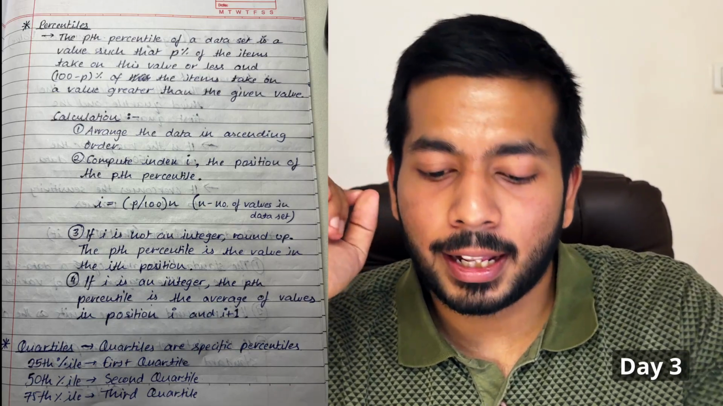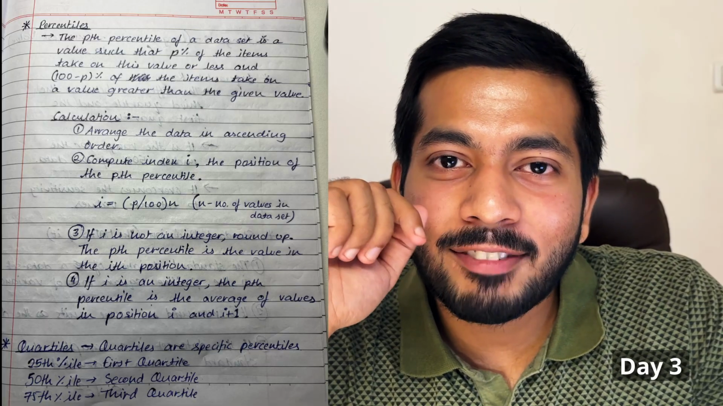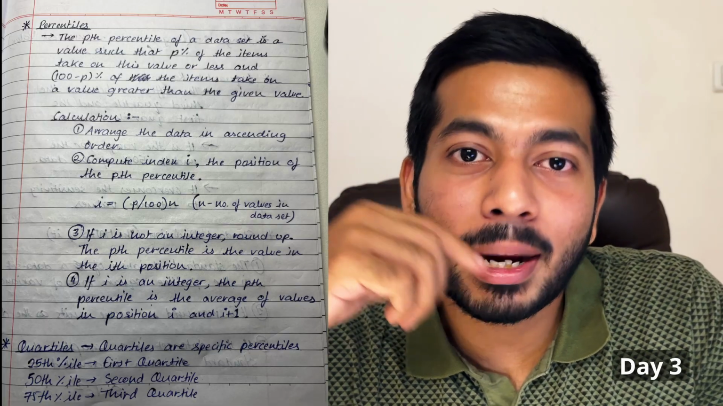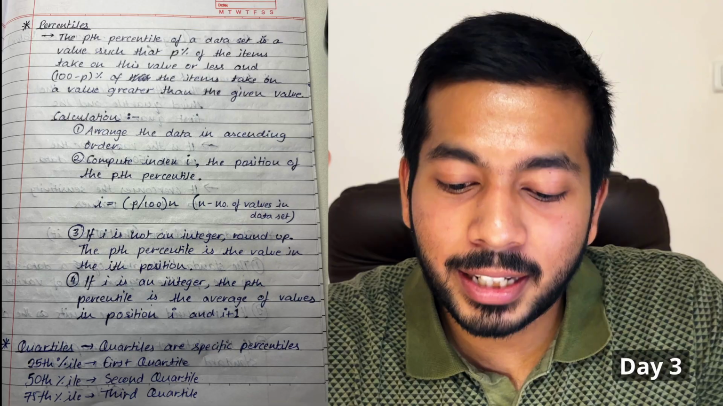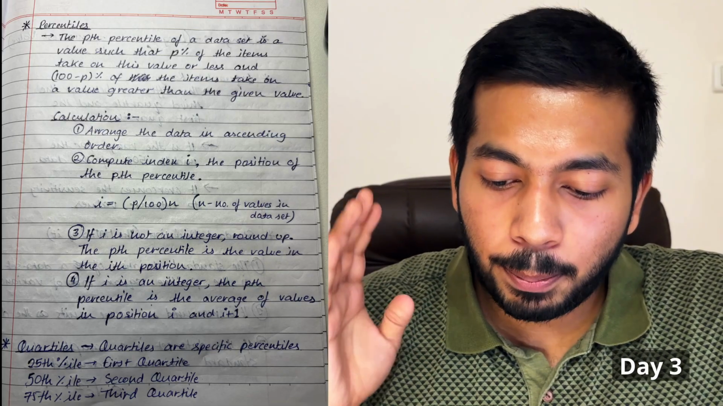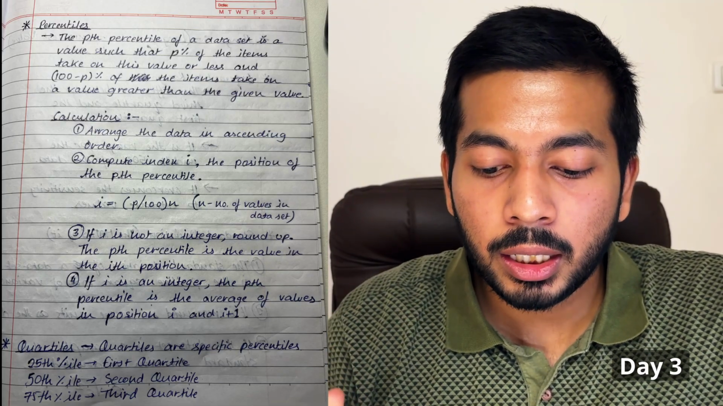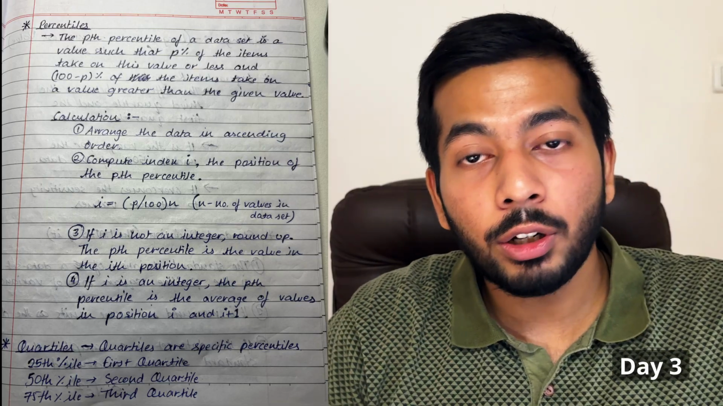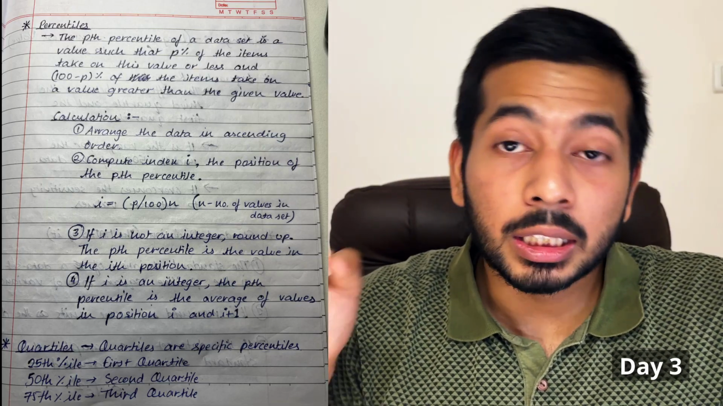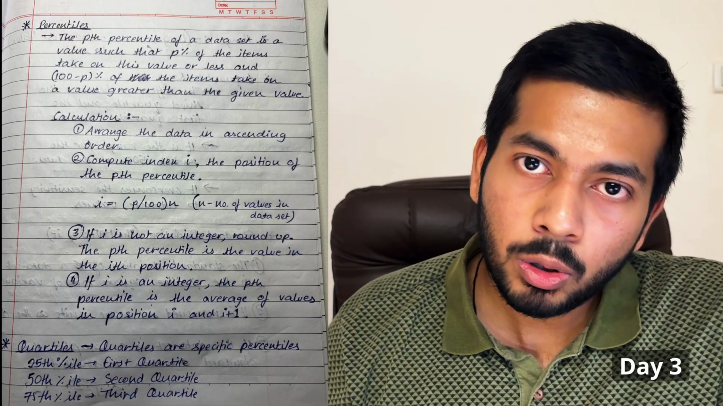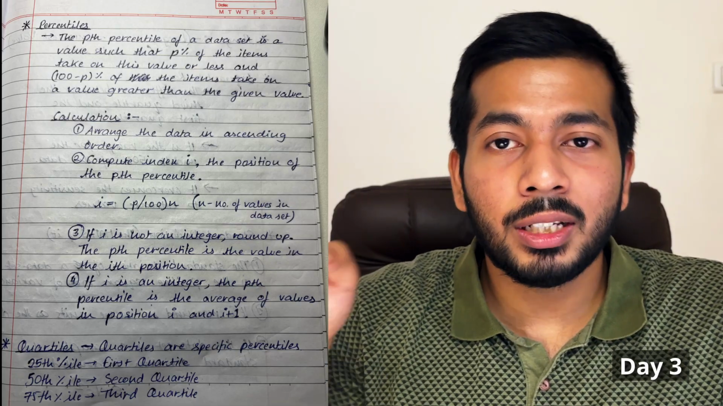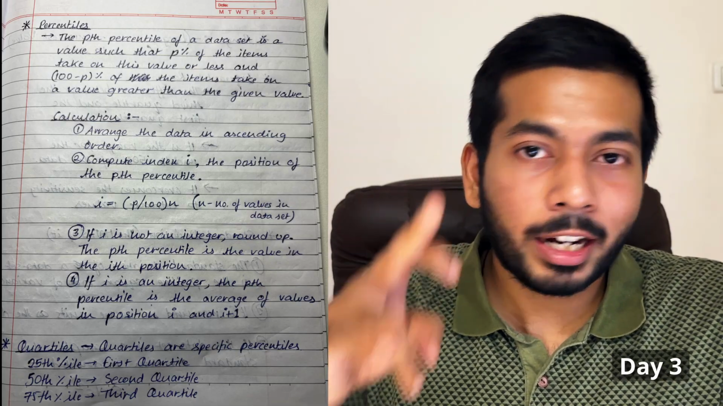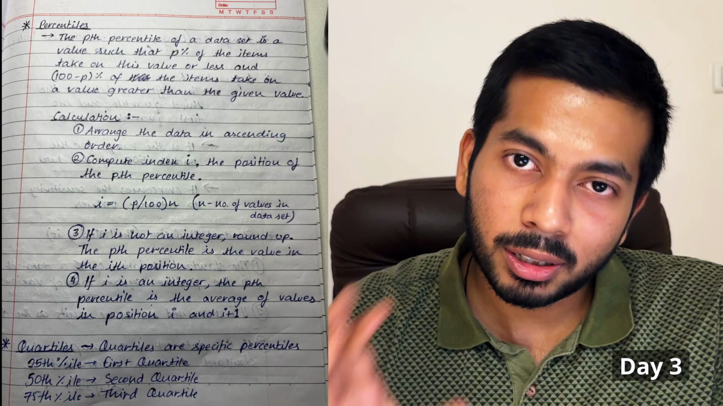Let's go to percentile. Now, what's a percentile? You should be familiar with this because we have just been given the CAT exam and our scores come to us as a percentile. So let's understand the concept. The pth percentile of a data is a value such that p% of the items take on this value or less than this value, and 100 minus p% of these items take on a value greater than the given value. That's a percentile for you.